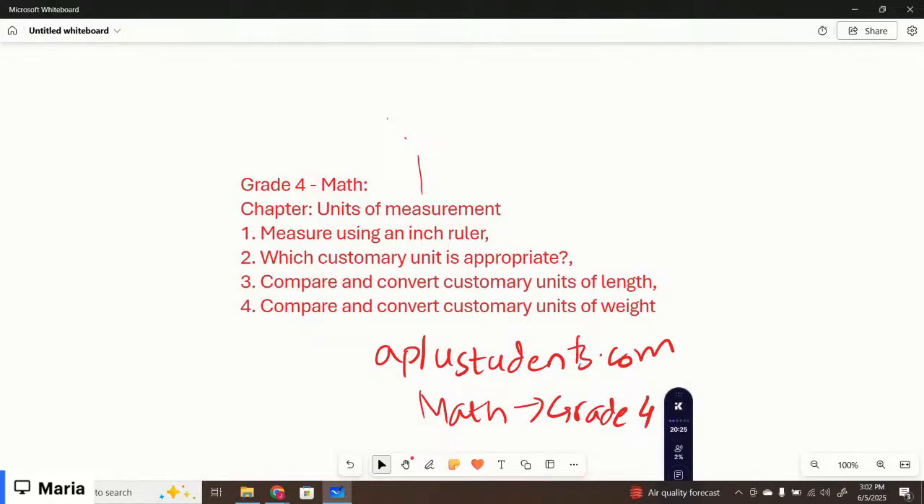We're going to start with the chapter unit of measurement. The lessons we're going to cover today are measure using an inch ruler, which customary unit is appropriate, compare and convert customary unit of length, and compare and convert customary unit of weight. So please make sure you have your notebook and pencil so that you can note down the important examples and definitions as well.